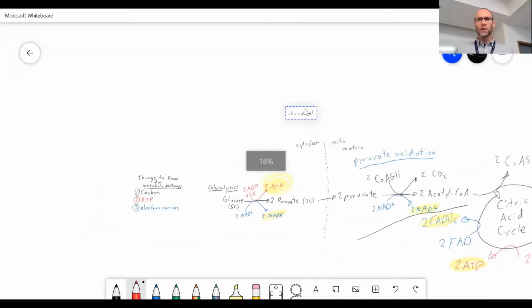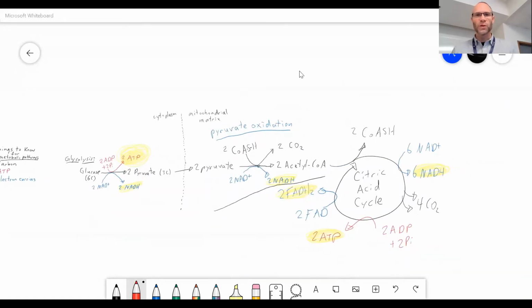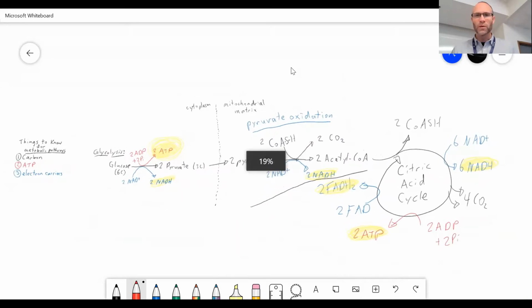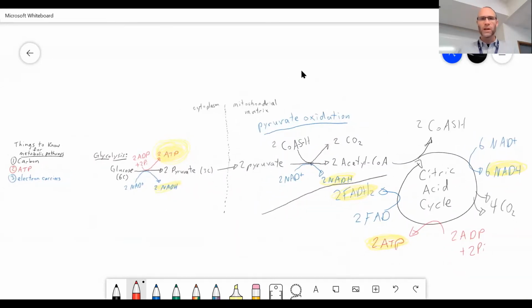So just as a reminder, I'll go over to this whiteboard here. We drew this beautiful picture, or maybe yours is even more beautiful than mine. But this is our synopsis of everything so far. Over here we have glycolysis, then pyruvate oxidation, and then the citric acid cycle. So at this point, just to summarize, we had produced 4 ATP. 2 ATP were produced in glycolysis, 2 ATP were produced in the citric acid cycle.